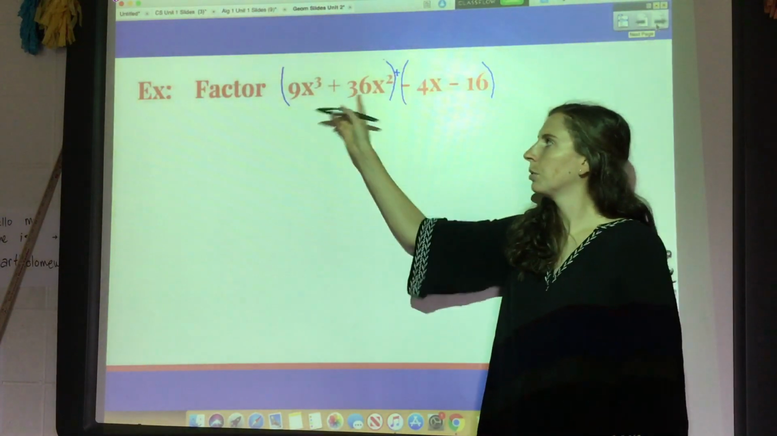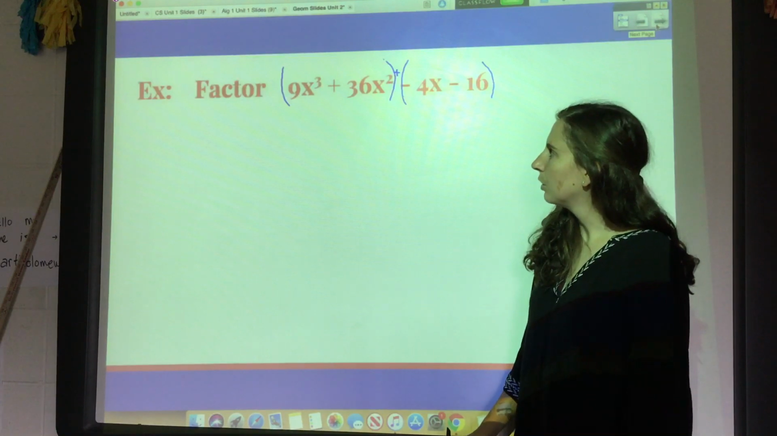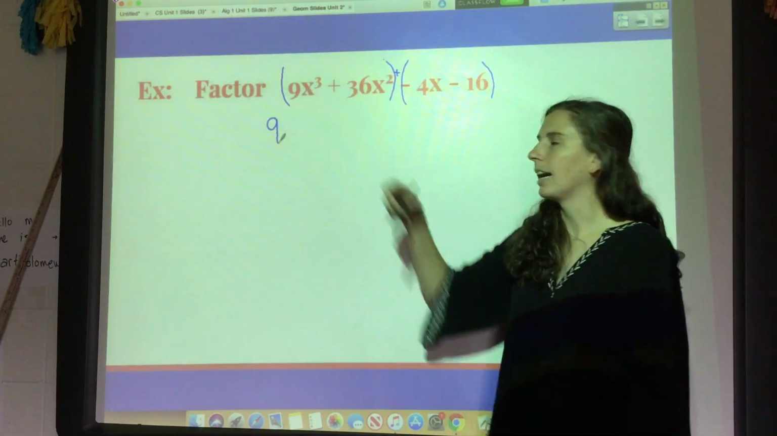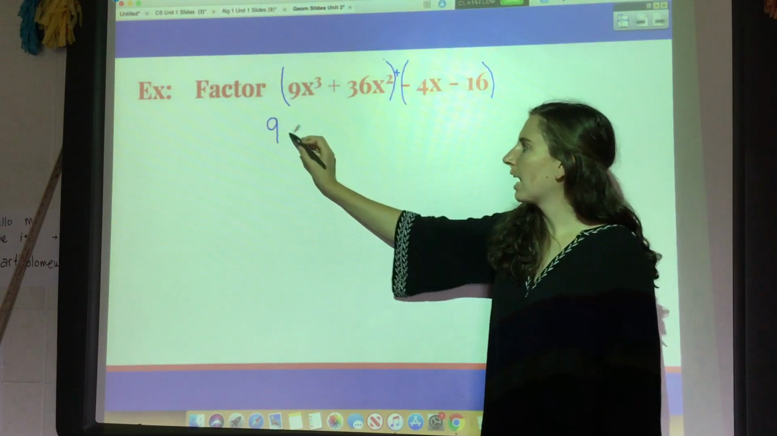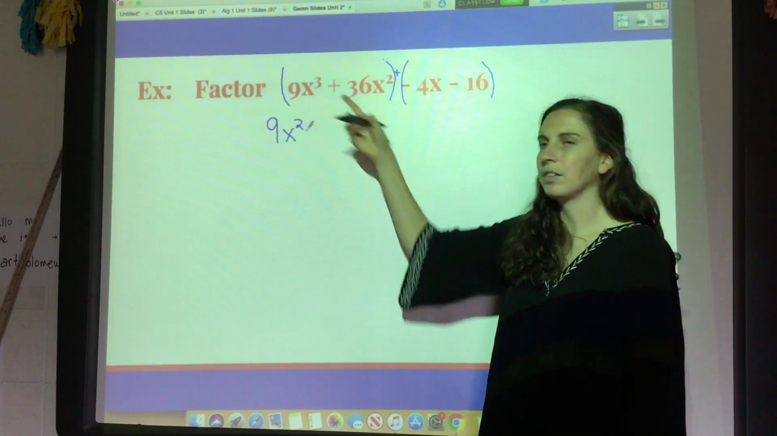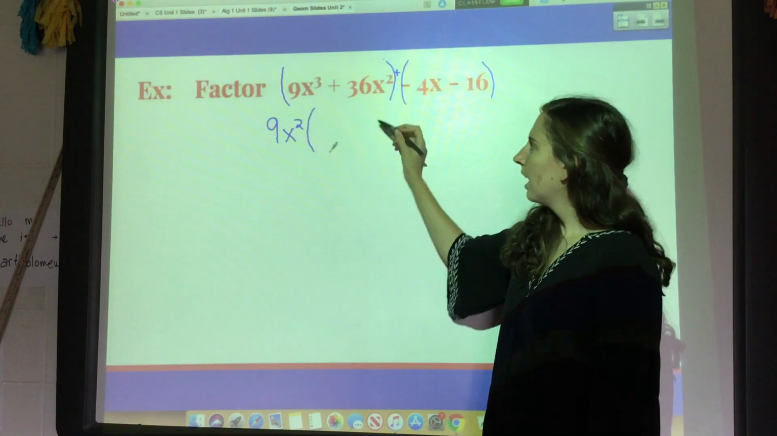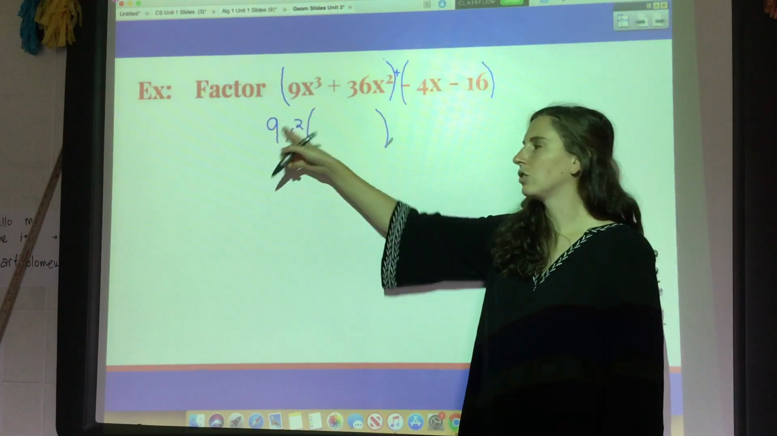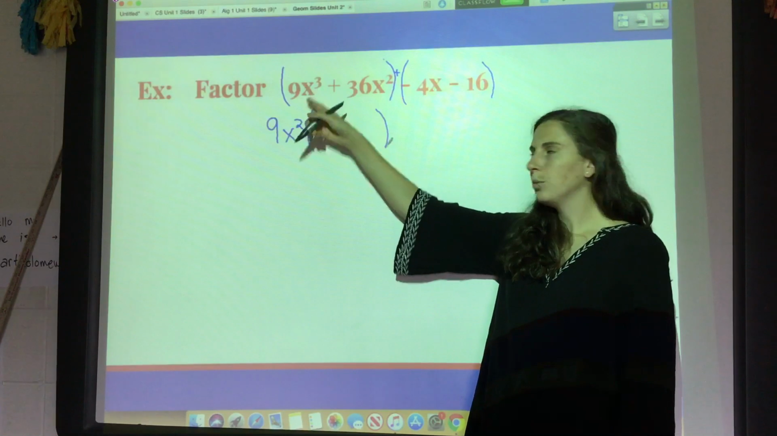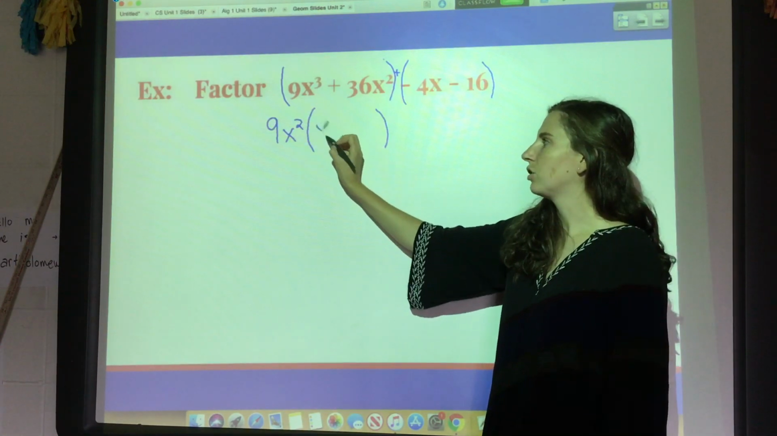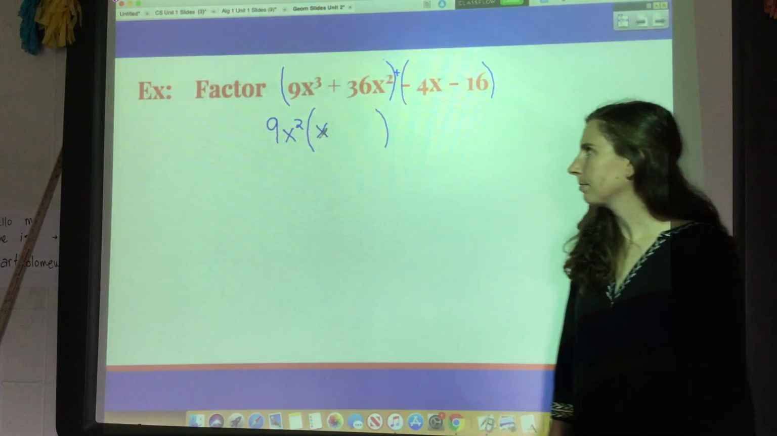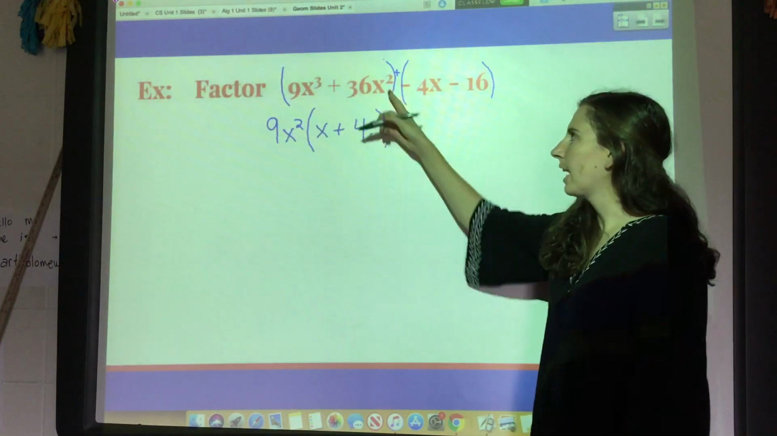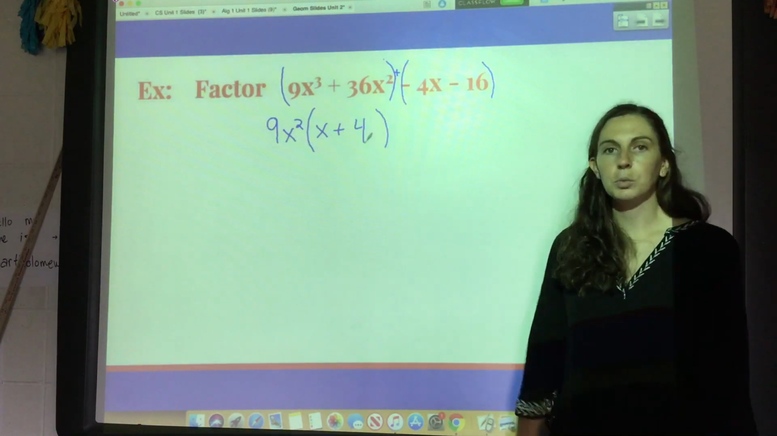So look at this first group. The GCF that we could use would be a 9, because you could divide them both by 9. And then we could also bring out an x squared, because they both have at least an x squared. In parentheses, I'll write down what's left. After I divide this by 9, it's just a 1. And I had x cubed, I took out x squared, so now it's just x left. Then 36 divided by 9 leaves a 4, and x squared divided by x squared is just a 1.